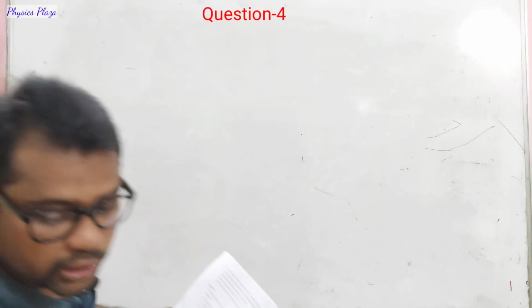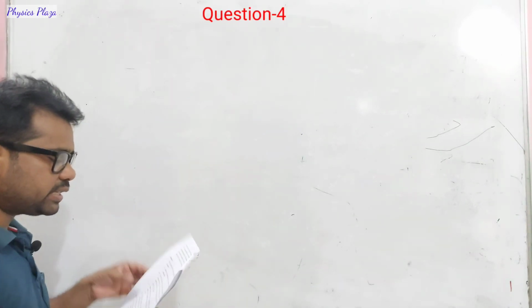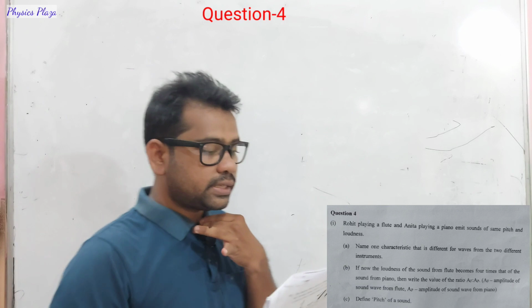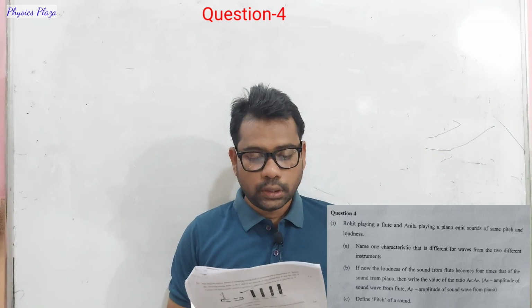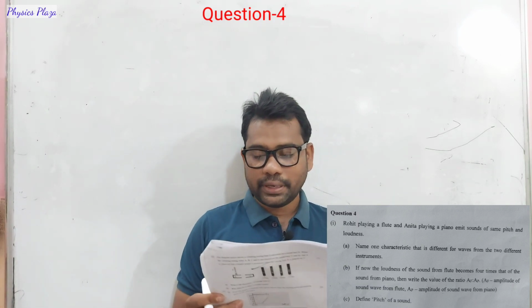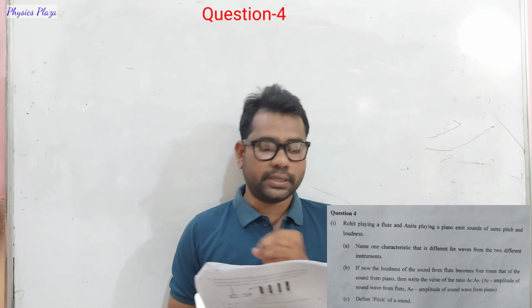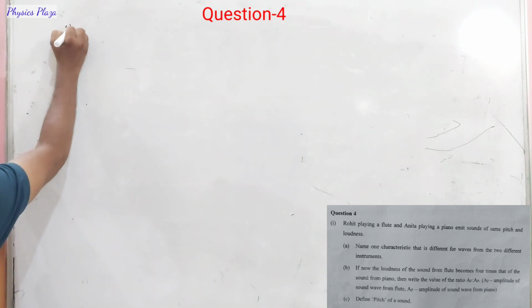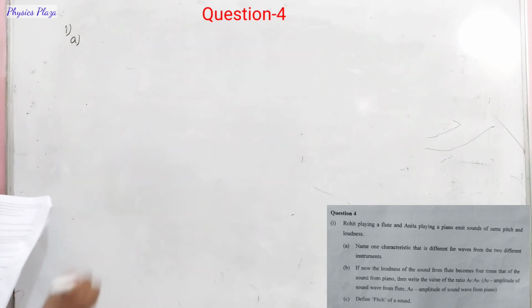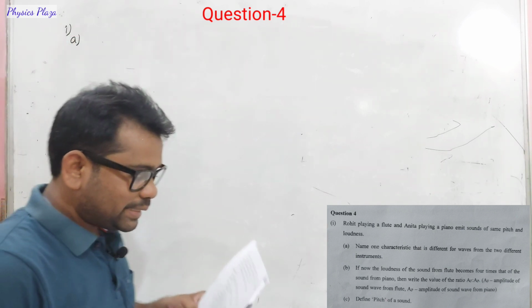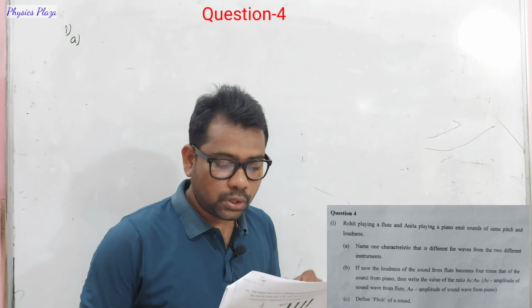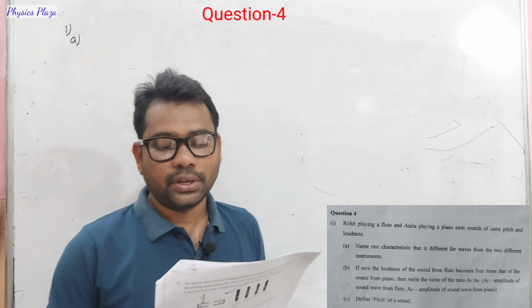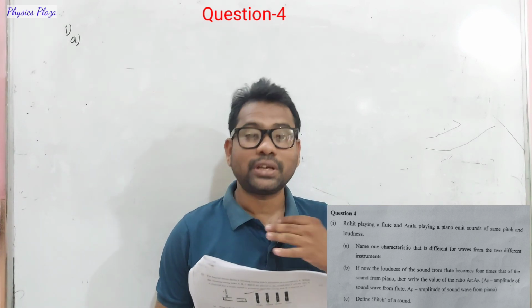Now look at question number 4, children. It is given that Rohit playing a flute and Anita playing a piano emit sounds of the same pitch and loudness. In question 4, part 1a, it is asked to name one characteristic that is different for the waves from the two different instruments. Children, it is already given that pitch and loudness are the same.